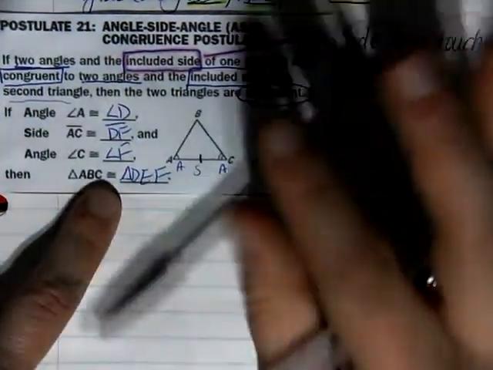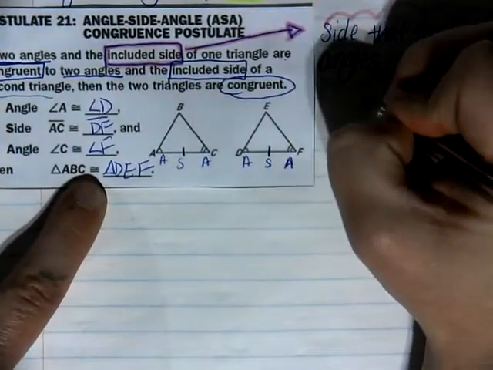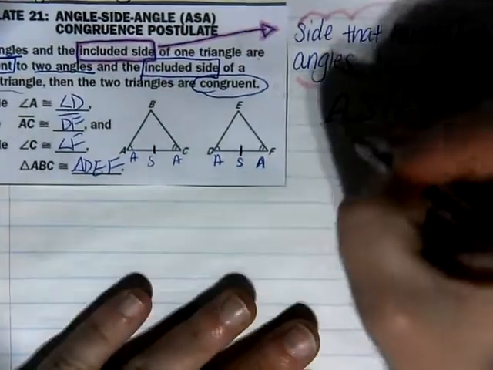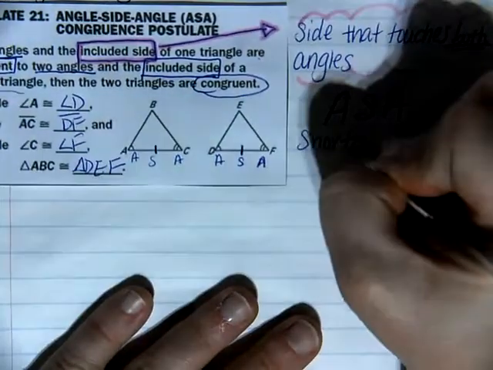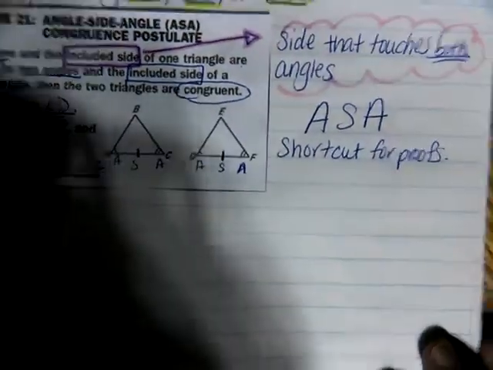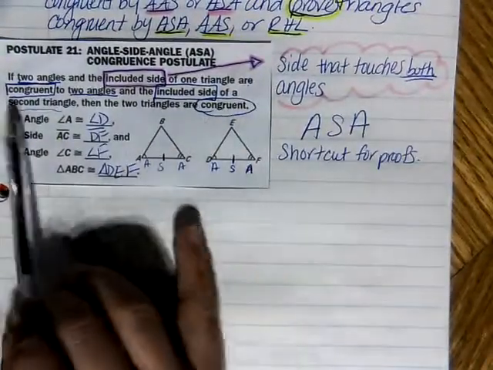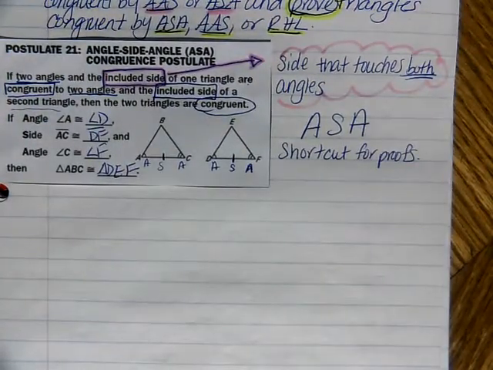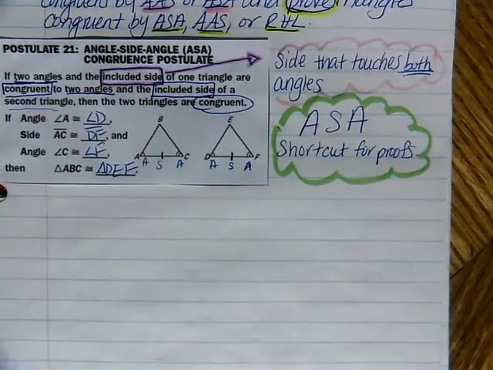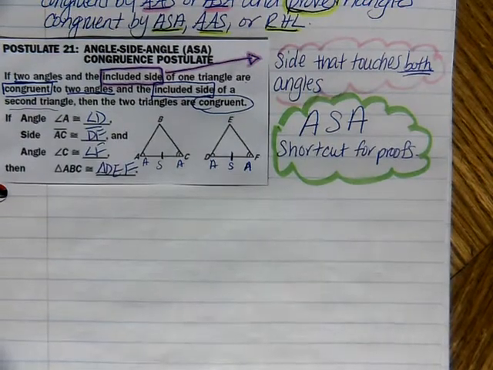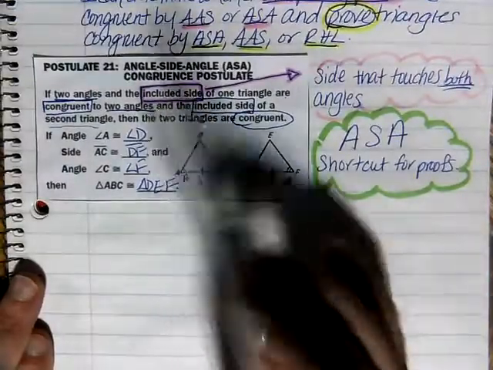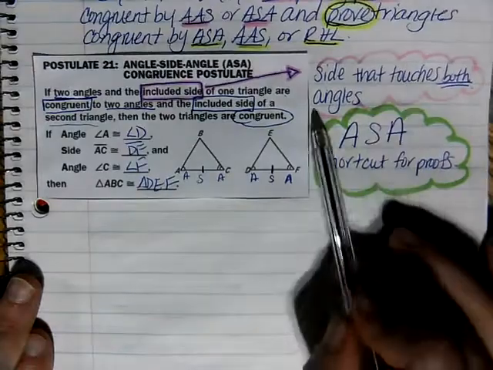So if we're working with proof writing, we are going to use the shortcut of ASA for our proof writing. So this is our shortcut for proofs. If we didn't use ASA, we'd have to write this entire if-then statement, which is something I know you guys don't necessarily want to write because that's a lot of writing. So instead, this is what we are going to be working with, angle, side, angle, and that's our shortcut for proofs.